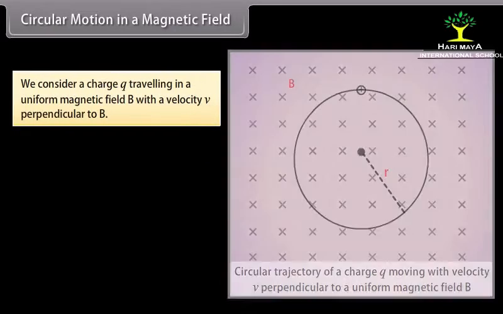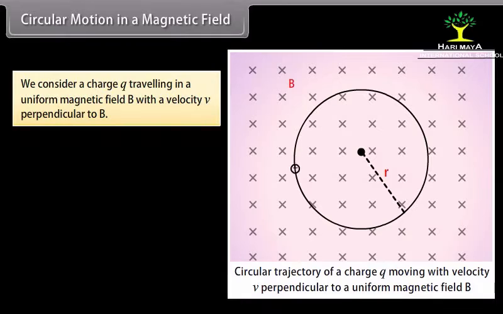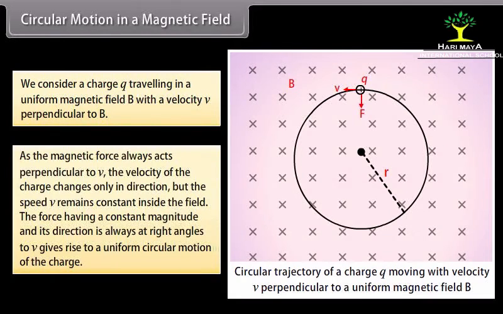Circular motion in a magnetic field. We consider a charge q traveling in a uniform magnetic field B with a velocity v perpendicular to B. As the magnetic force always acts perpendicular to v, the velocity of the charge changes only in direction, but the speed v remains constant inside the field.